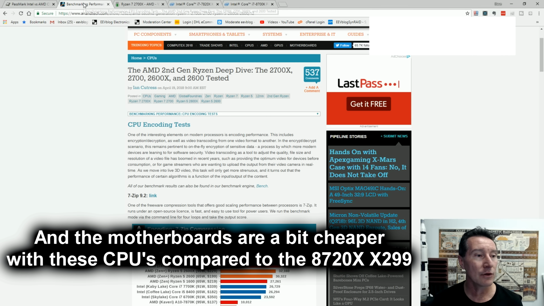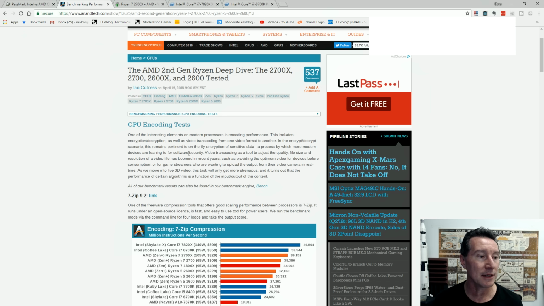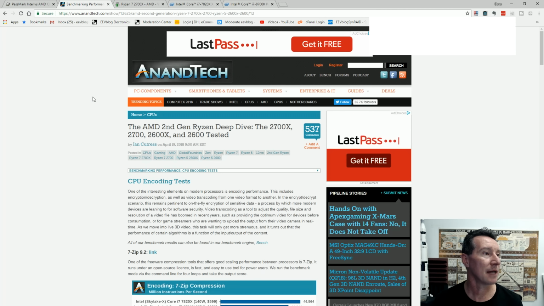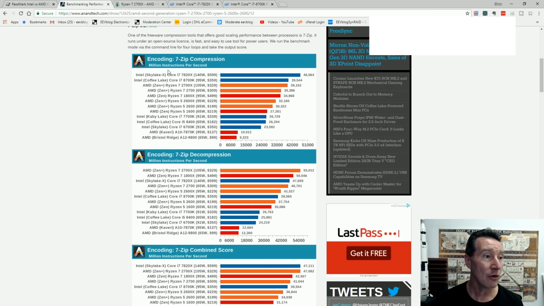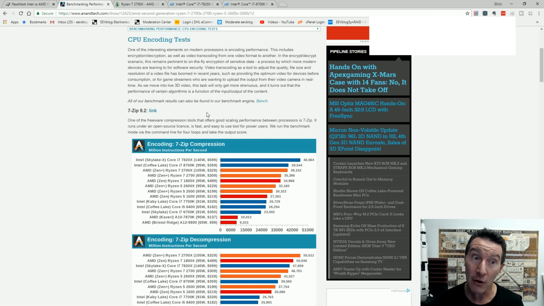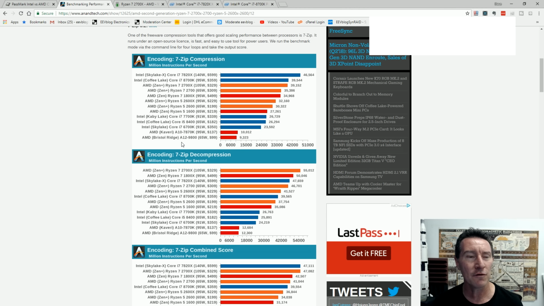Now, let's actually take a look at some benchmark performances, because this is interesting. This is the Antec website, and they've tested all these CPUs, and they have standard tests and compare them. Let's go into CPU encoding tests and things like that. These are more real-world results, and the results are going to vary greatly depending on whether it's single thread, multi-thread, all that sort of stuff. So here we go for 7-Zip compression. The 7820X leads by a huge amount there over the 8700K and the 2700X.